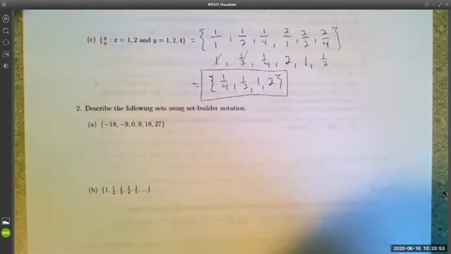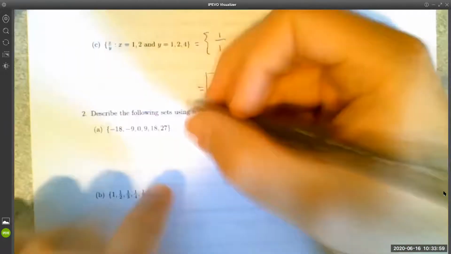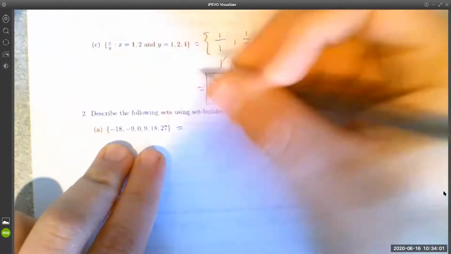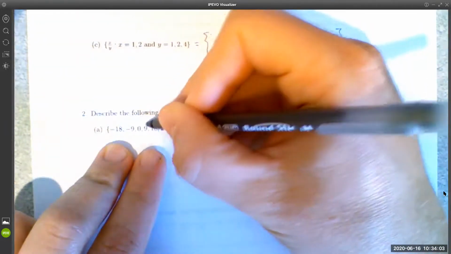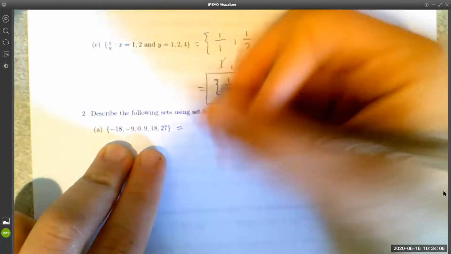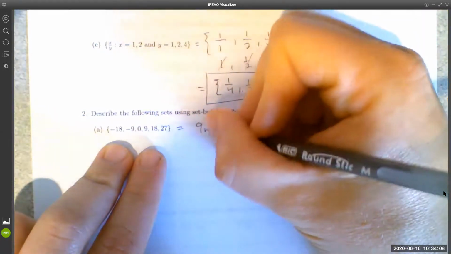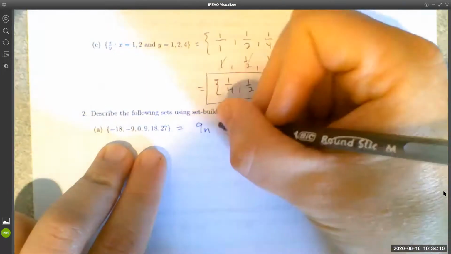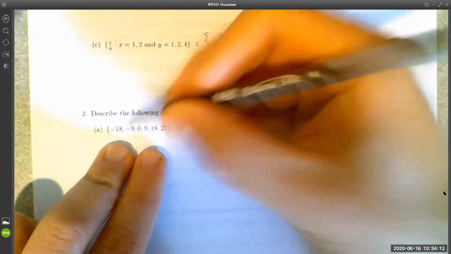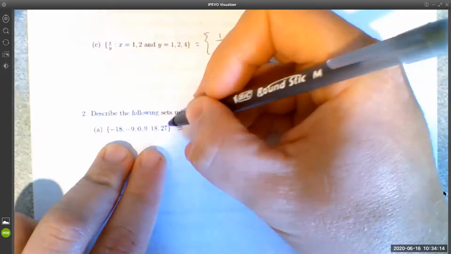So in other words, I'm not looking for anything in particular. I'm not looking for some kind of specific answer. But when I look at part A, for example, one of the things that occurs to me is that these are all multiples of 9, right? So I'm kind of thinking of this as 9 times n, where n starts at -2 and ends at +3.